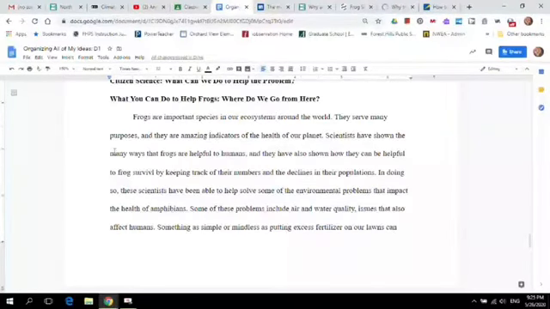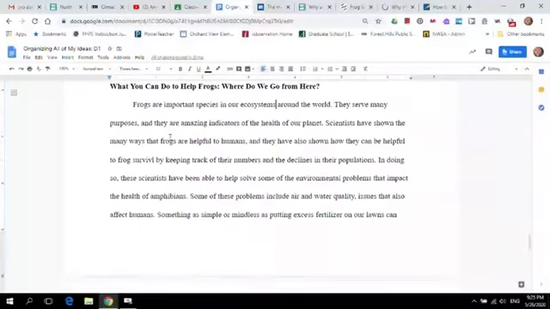So here we are, and the heading for mine, I didn't want to just label it conclusion because I thought that would be pretty boring. So instead, I tried to think of it in terms of what would be the next steps. Again, my paper was more of a problem solution, cause effect type paper, so I wanted to leave readers with the idea that there's still work to be done. So I titled my conclusion, What You Can Do to Help Frogs. Where do we go from here?